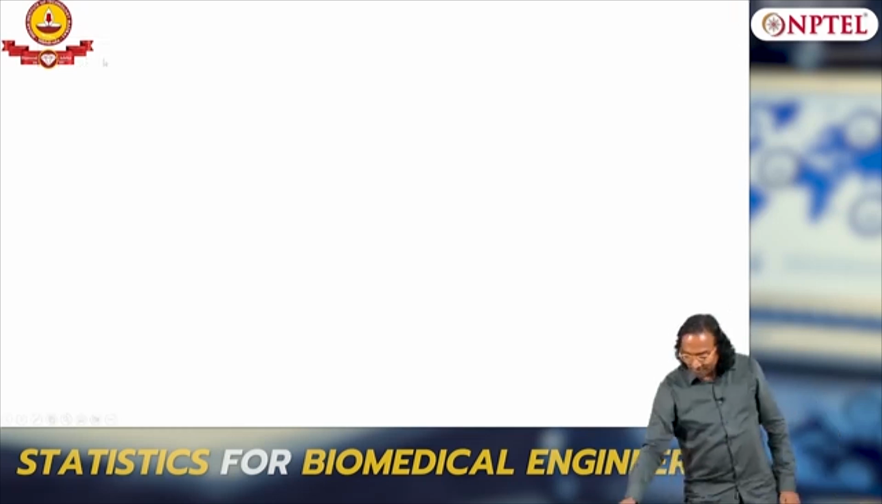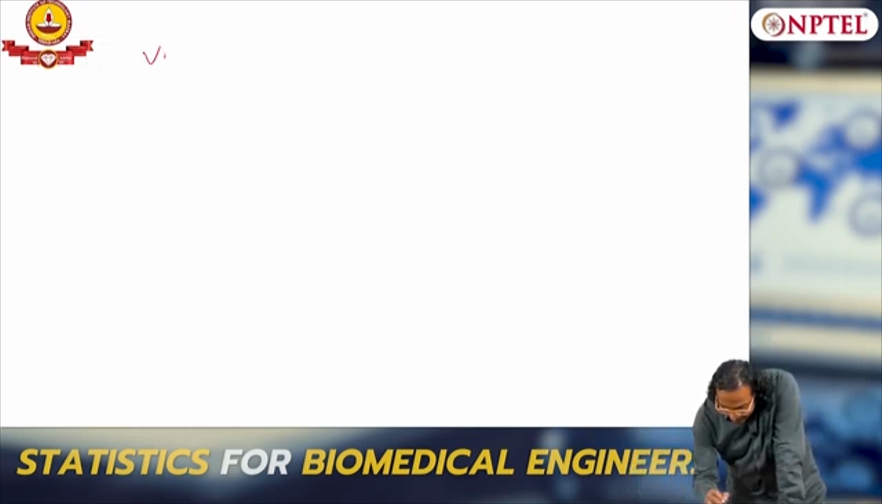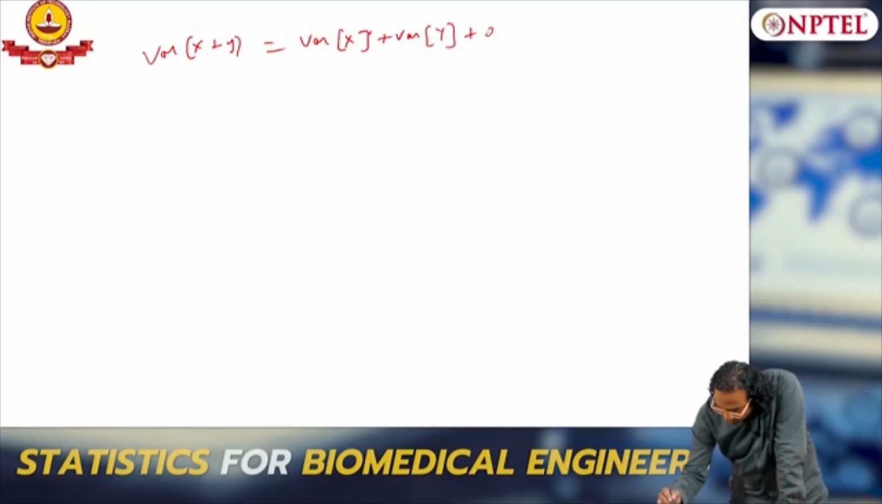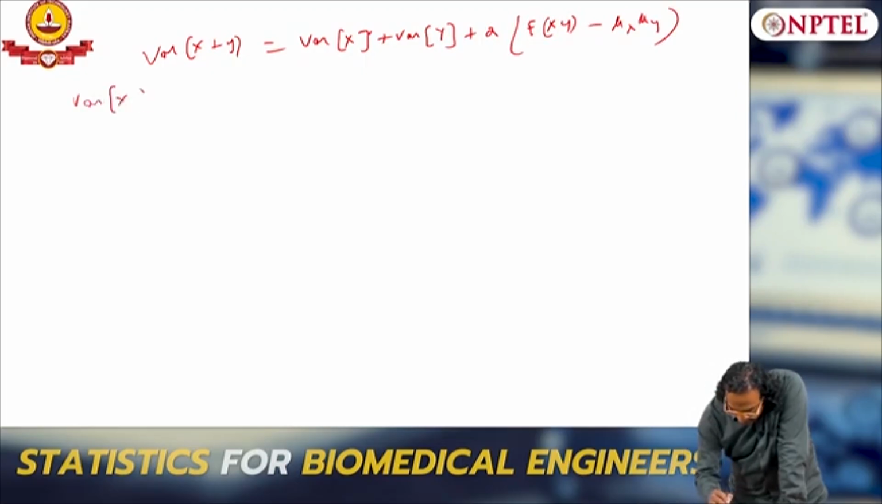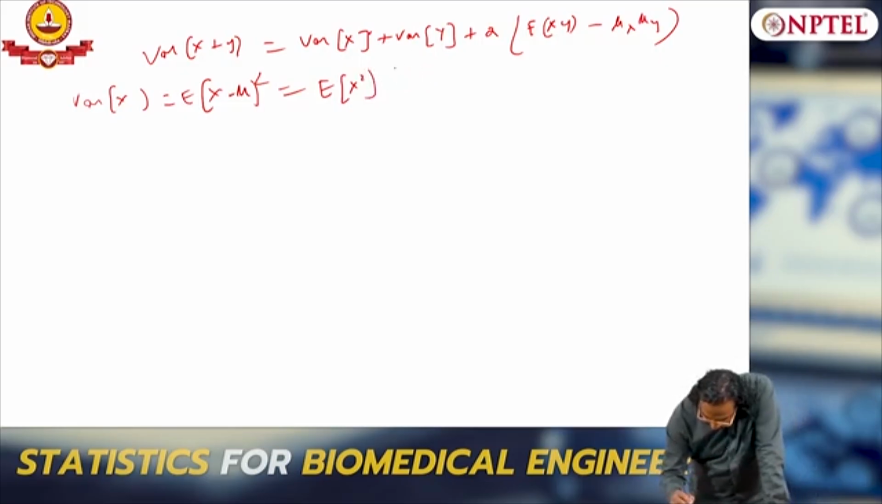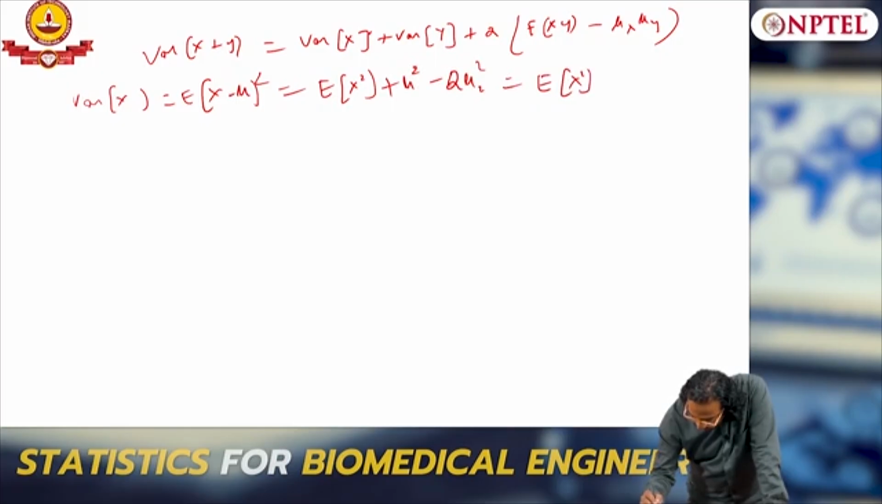So we have variance of x plus y equals variance of x plus 2 times expectation of xy minus mu x into mu y. And remember, what is variance of x? It equals expectation of x minus mu the whole square, which equals expectation of x squared minus 2 mu x plus mu squared, which is nothing but expectation of x squared minus mu squared.